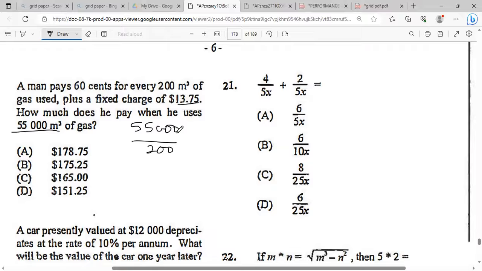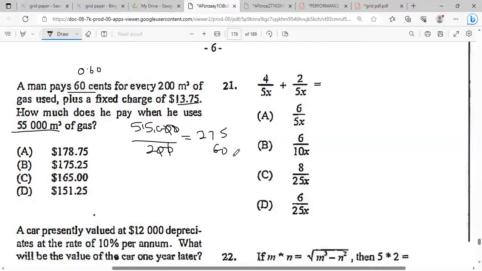We divide this now: 2 into 5 is 2, remainder 1; 2 into 15 is 7, carry 1; and that gives 275. Because they give us the rate of 60 cents, and 60 cents is the same thing as 0.60, right? So we're going to just multiply by the 60 cents right away.